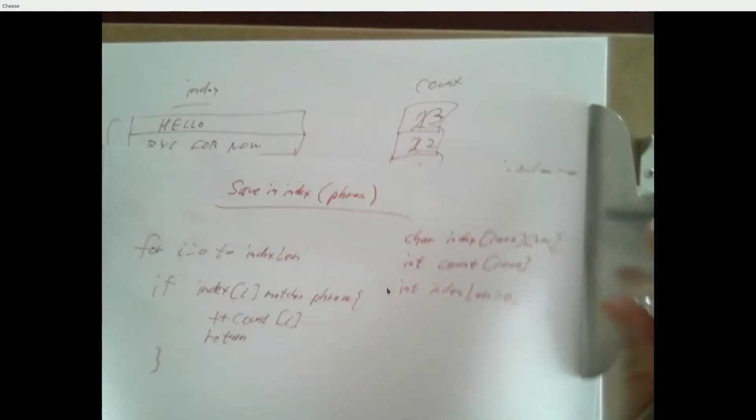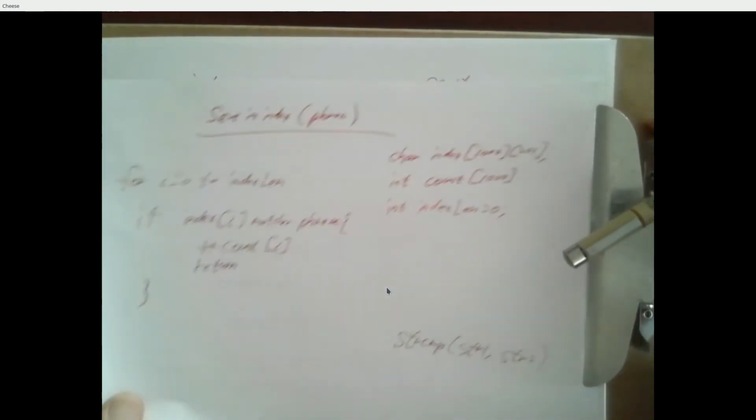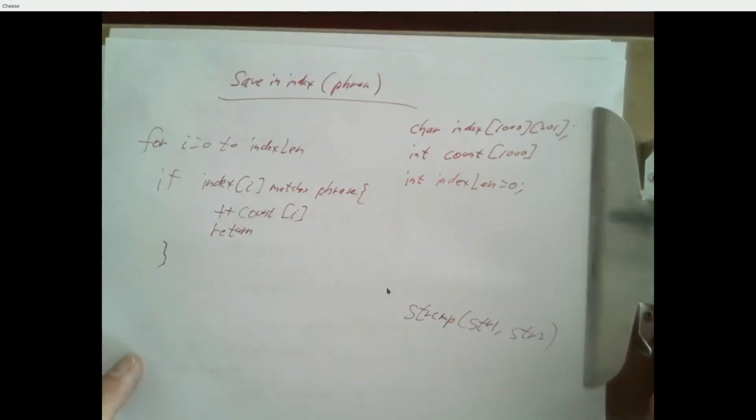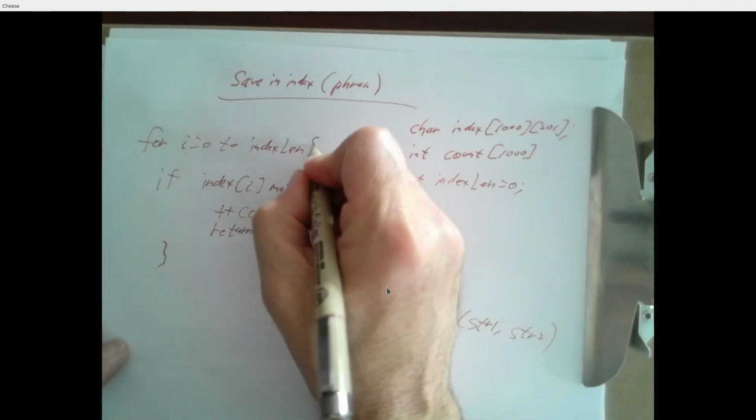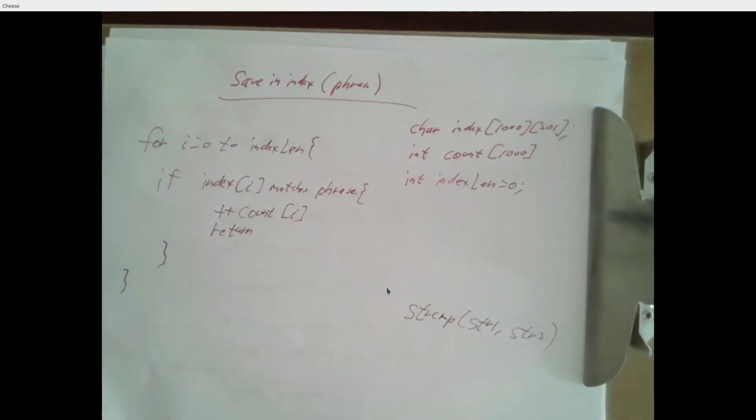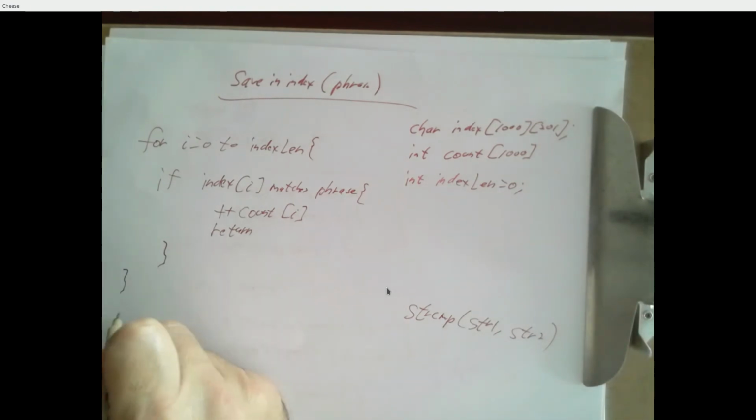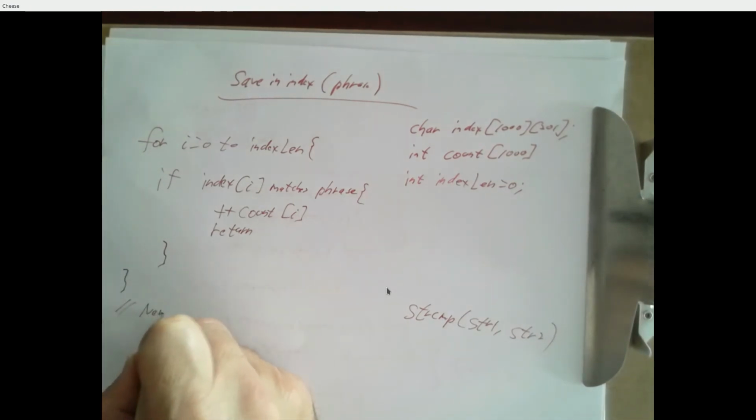So that takes care of the case that we've got a phrase that's already in there. Bump up the count and return. Otherwise, check the next phrase. So we keep going through this. We get out of the for loop. If we come down here, we have a new phrase.